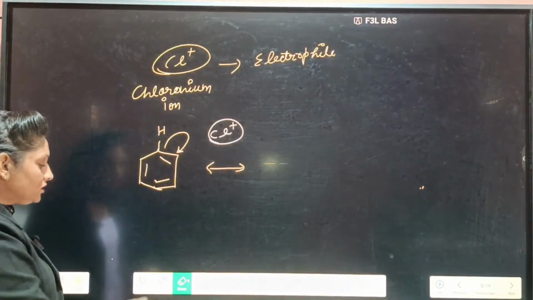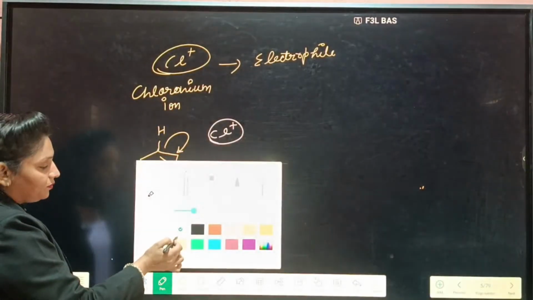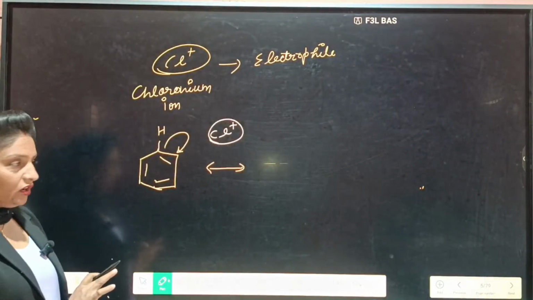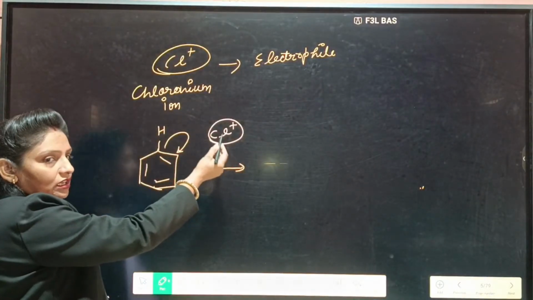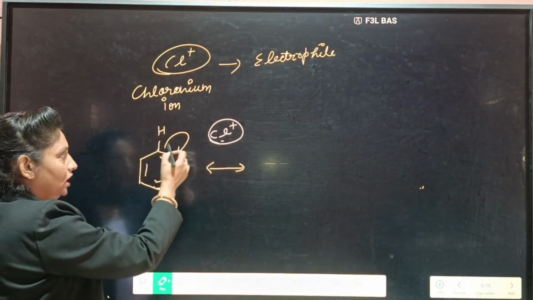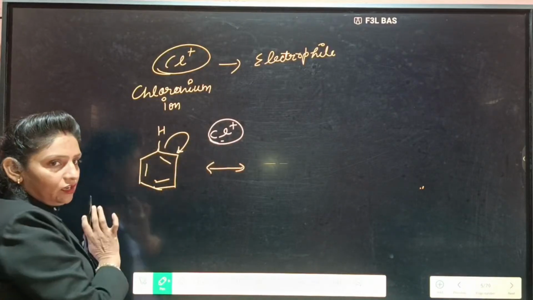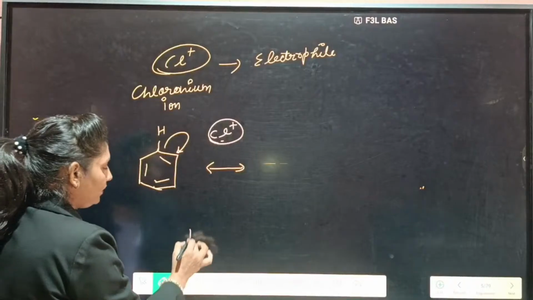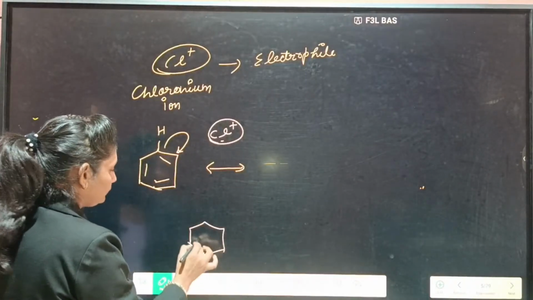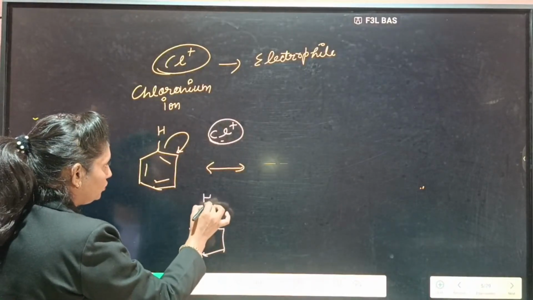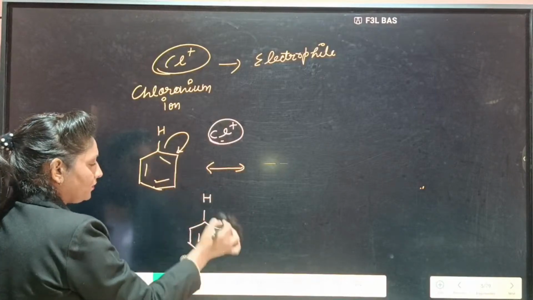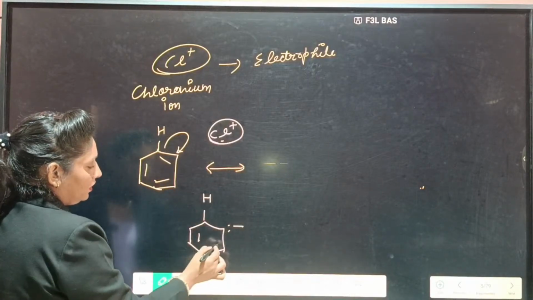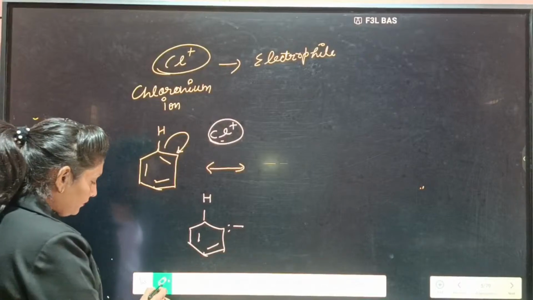Chloronium ion needs some electrons. That's why shifting of electrons takes place. It can get electrons from the double bond only. Shifting of these electrons will take place here. If shifting takes place here, then this double bond shifts here. So negative here.